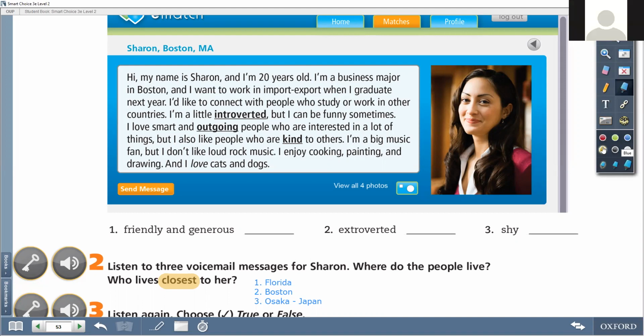Boston is in the United States, right, teacher? Yes, exactly. That's where she lives. Okay. Let me show you the map so you know where it is.